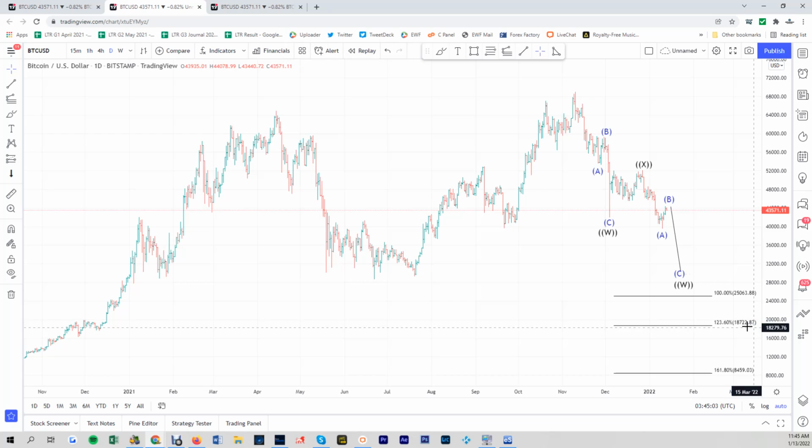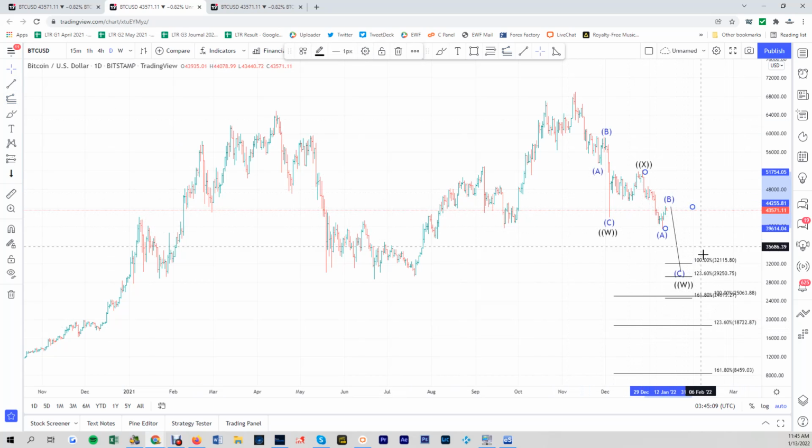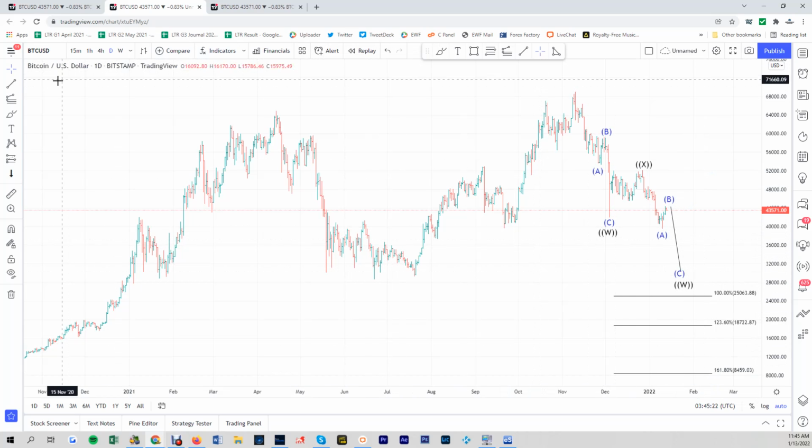If you simply measure ABC equal leg, you can do that from the peak. So if I assume the B already finished, then we can go to around 32,000 for example, which is C equal A. Now this view is going to be called into question, whether it is really going to happen or not. Every single view always has some kind of qualifiers, right? If this is happening, then we need to reassess.